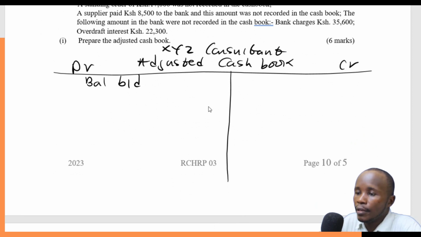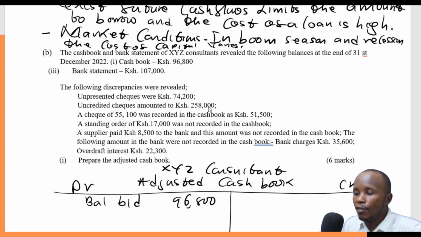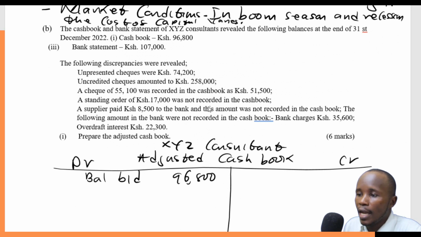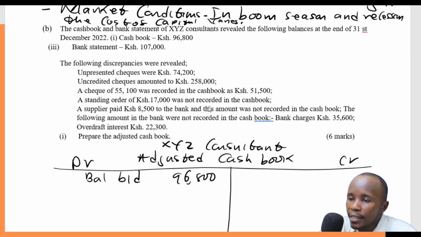Balance brought down 96,800. If it was recorded as negative, it would have gone on the credit side, but this one is on the debit side. Now, let's look at items that affect our cash book. 1. Unpresented checks were 74,200. Now, what are unpresented checks? These are checks that are due for payment. You have issued these checks for payment, but they have not been presented to the bank. It therefore means they only affect the bank statement. From your side, the cash book was well recorded.